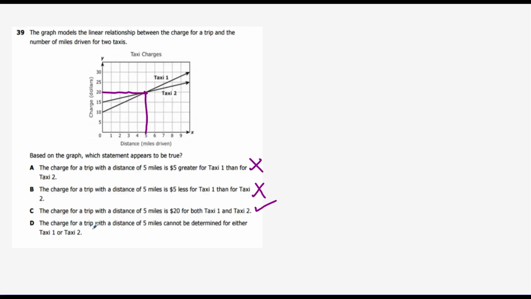And then D, the charge for 1 and 2 cannot be determined. We did determine it. It's right here. It's $20. This doesn't make sense. Don't pick this one. Please don't pick that. Answer C. Okay? So key here, where the two lines meet is where they're exactly the same, which happens to be the point we cared about. Okay? Nothing to it.